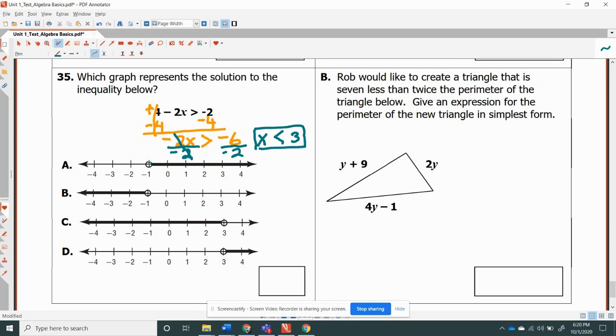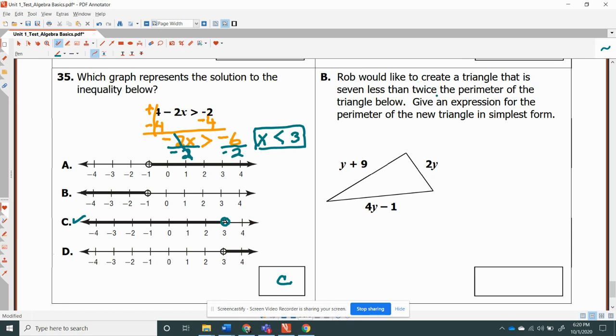So this here, x is greater than negative 1. Here, x is less than negative 1. Here's our 3, and x is definitely less than 3. This is our answer, C. And the fourth one actually says that x is greater than, and that would be incorrect.